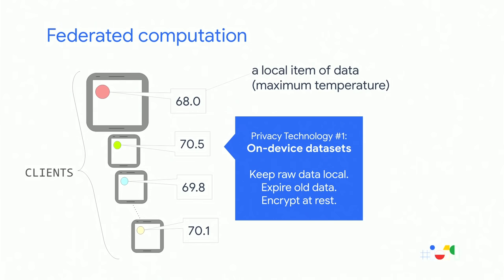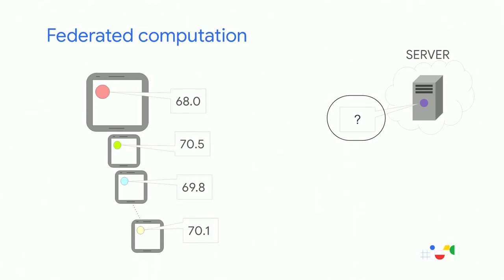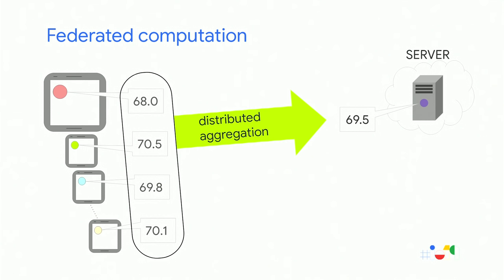Which gets us to our first privacy technology, on-device datasets. Each device keeps the raw data local, and this comes with some obligations. Each device is responsible for dataset management locally, with things like expiring old data and ensuring that the data is encrypted when it's not in use. So how do we get the average maximum temperature experienced by our devices? Let's imagine we had a way to only communicate the average of all client data items to the server. Conceptually, we'd like to compute an aggregate over the distributed data in a secure and private way, which we'll build up to you throughout this talk.